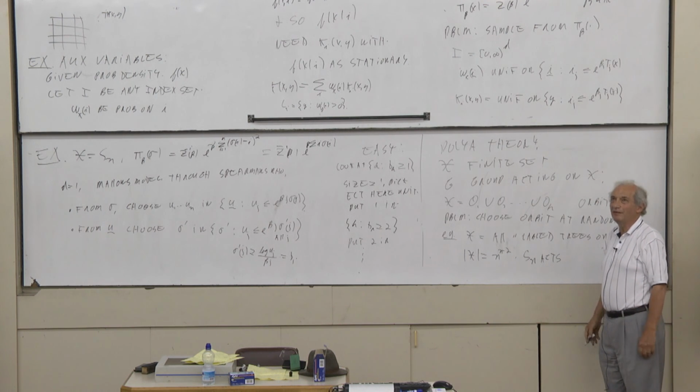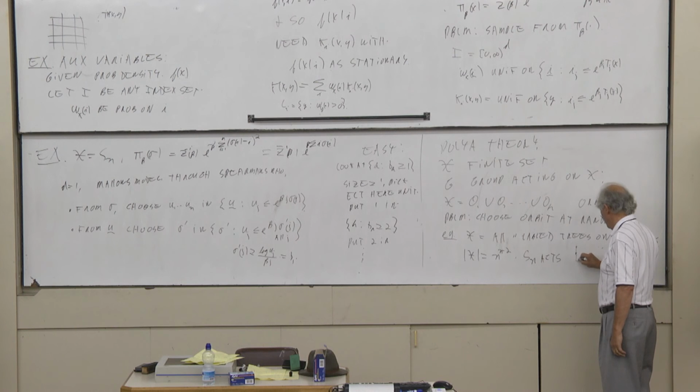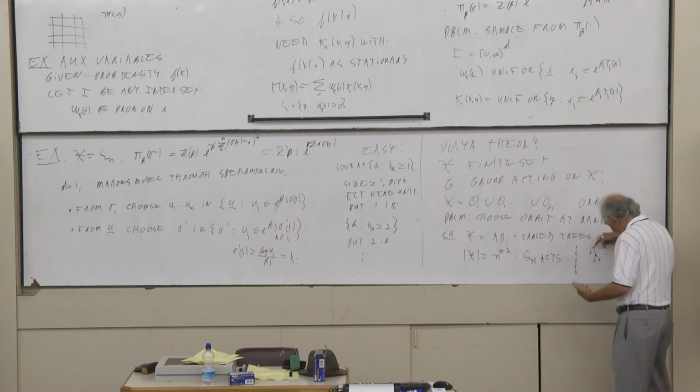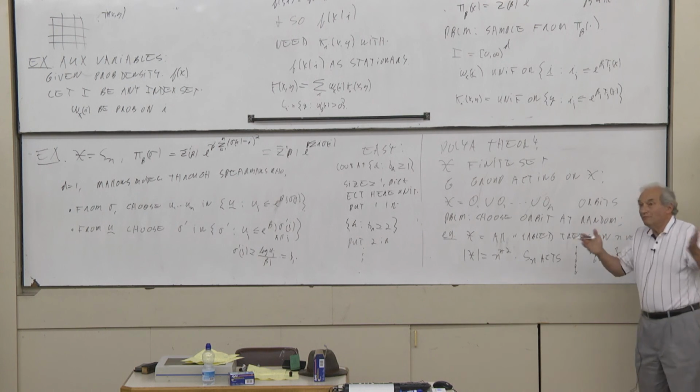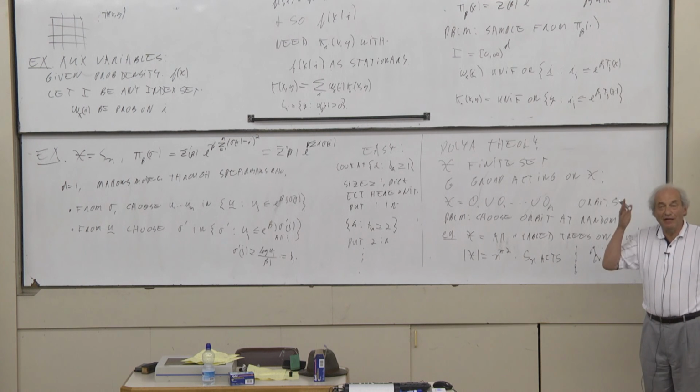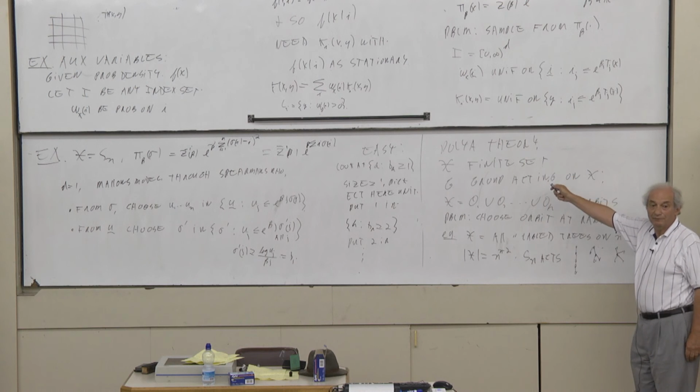So for example, when n is 5, there are 3 unlabeled trees on 5 vertices. There's a path. There's that thing, and then there's a star. So, you know, n is 100. Choose an unlabeled tree at random. That's a special case of this problem. Okay.